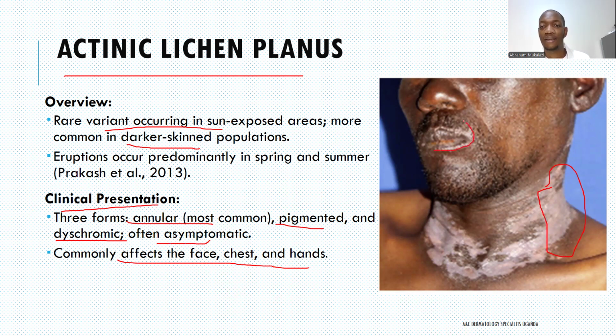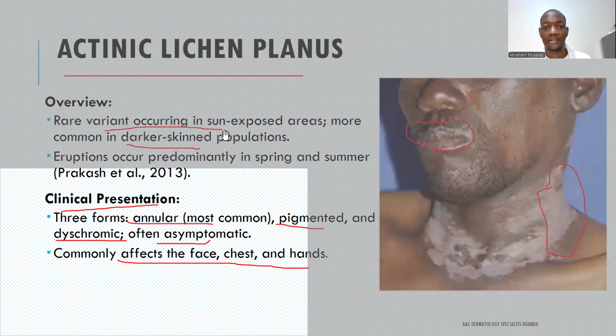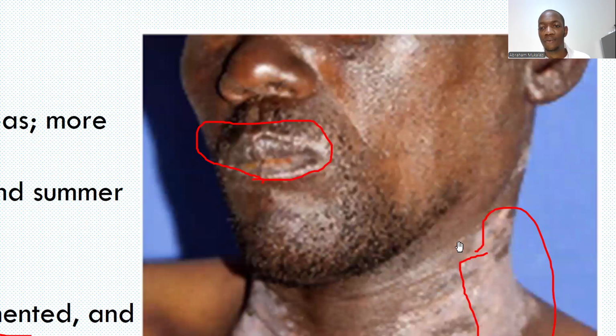You see it is also affecting the oral mucosa or the lips, having that violaceous hue, as you can see there, these lips here. And then you have all this violaceous pigmentation with all these lesions on the neck.